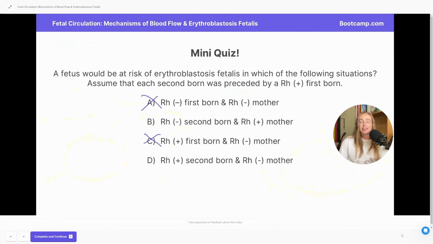Next, recall that this condition can only occur with a mother who is Rh negative, meaning she's capable of making antibodies against rhesus factor. In the case of answer B, an Rh positive mother would never make antibodies against rhesus factor because she has rhesus factor on her own cells. This leaves us with the correct answer, answer D. If the mother had not been given an injection to prevent the buildup of antibodies against rhesus factor, her immune system would have attacked the Rh positive second-born fetus.